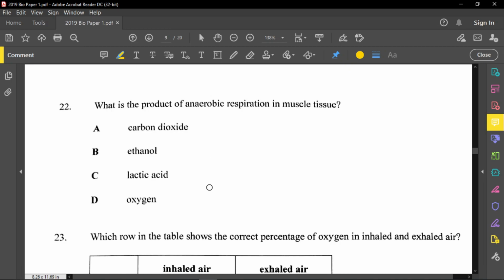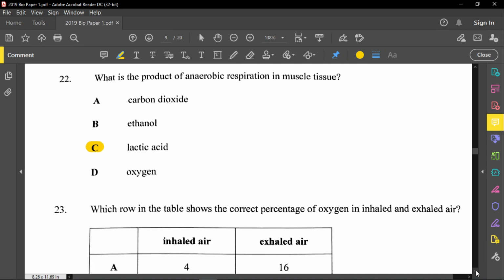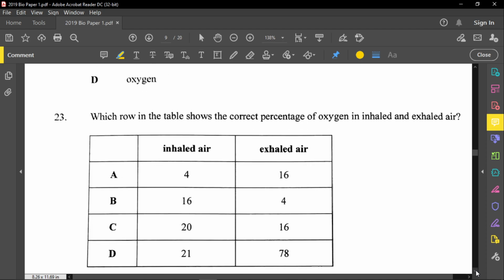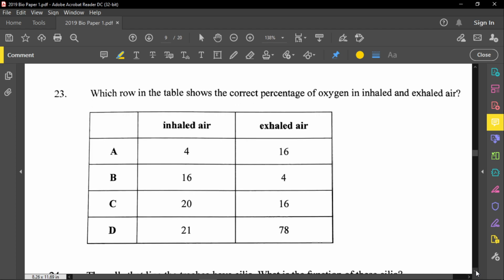The one that takes place in the muscle, especially during strenuous exercise, is called lactic acid fermentation, and so lactic acid is being produced. Please, you need to know the reactions for these respiration processes. You could look at the lesson that I have on aerobic versus anaerobic respiration, and you will see the reactions and the amount of energy being produced.